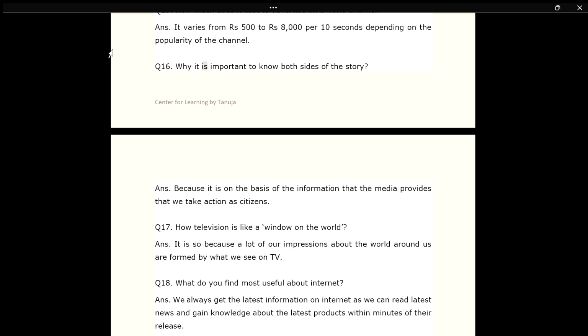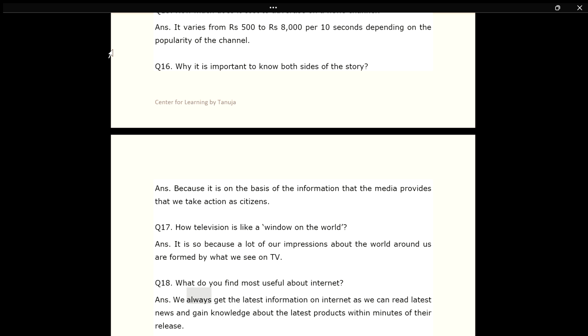Q16. Why it is important to know both sides of the story? Ans. Because it is on the basis of the information that the media provides that we take action as citizens. Q17. How television is like a window on the world. Ans. It is so because a lot of our impressions about the world around us are formed by what we see on TV.